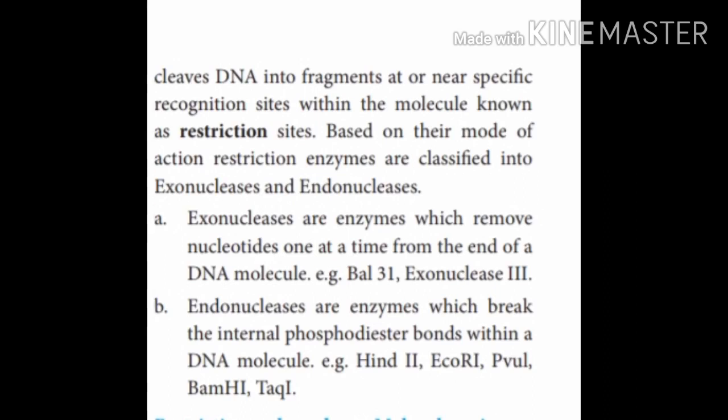The restriction endonucleases, 2 points are there, no? They are classified into exonuclease and endonuclease. Let's take exonucleases, enzymes which remove nucleotides one at a time from the end of a DNA molecule. So that is one cut. The second is endonucleases, enzymes which break the internal phosphodiester bonds within a DNA molecule. So this is how the cut is going to take place. So you are going to take exonucleases, how they cut the DNA, and endonucleases, how they break down phosphodiester bonds. Still the answer is not complete. Let's look into the next tabular column given.